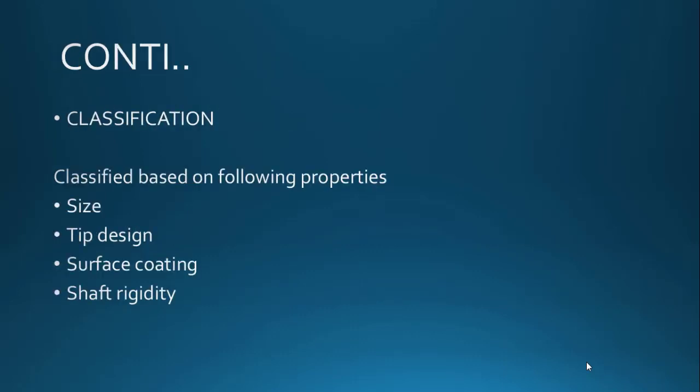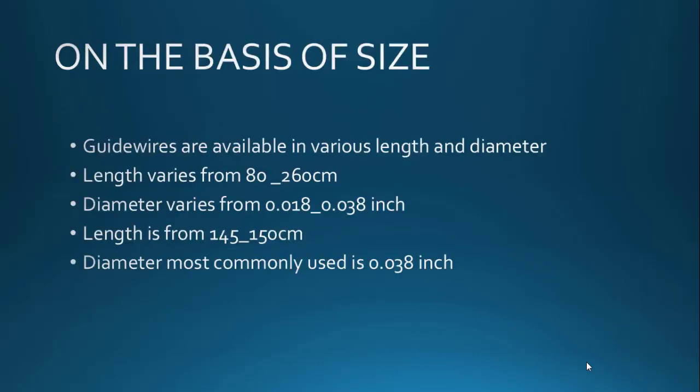It has been classified on the basis of size, tip design, surface coating, and shaft rigidity. On the basis of size, they are available in various lengths and diameters. Length varies from 80 to 260 centimeters, and diameter varies from 0.018 to 0.03 inches. But in urology, the most commonly used length is 145 to 150 centimeters, and the diameter we commonly use is 0.03 inches.